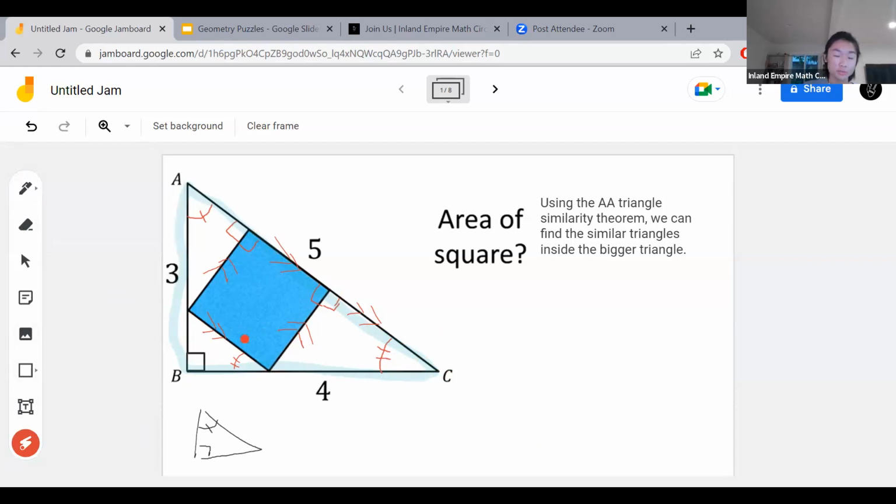And now, switching to the laser pointer, now that we have this angle right here, as well as this angle right here, equal to this angle right here and this angle right here, we can prove that this triangle down here is similar to the bigger one. So now we have two similar triangles. Okay, so y'all see how we got there?